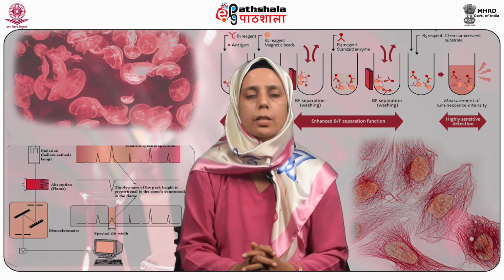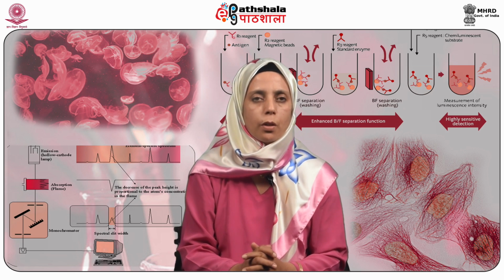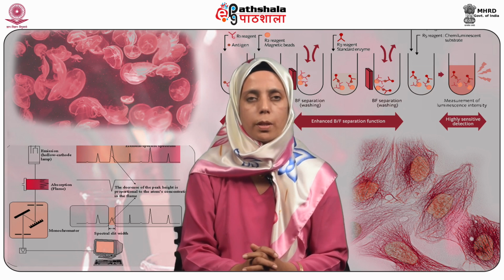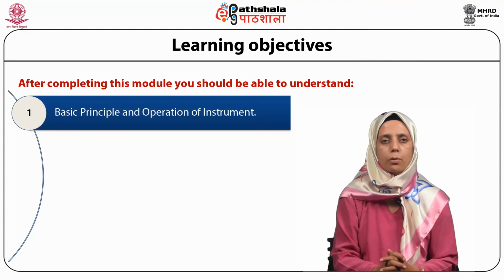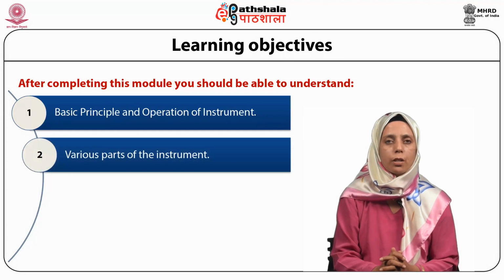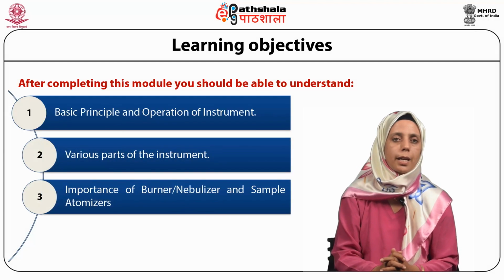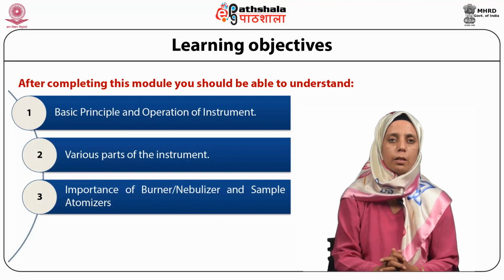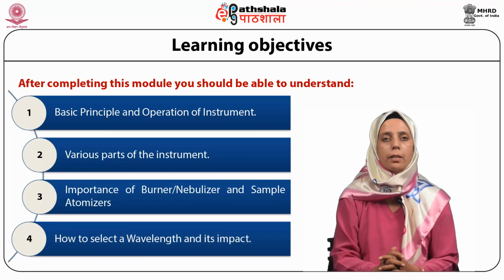Here we are going to discuss the module Instrumentation used in Atomic Absorption Spectroscopy from paper Atomic Spectroscopy. After completing this module, you shall be able to understand the basic principle of atomic absorption, the operation of the instrument, various parts of the instrument used for measurement, importance of burner, nebulizer and sample atomizer used in the instrument, how to select a particular wavelength and its impact.